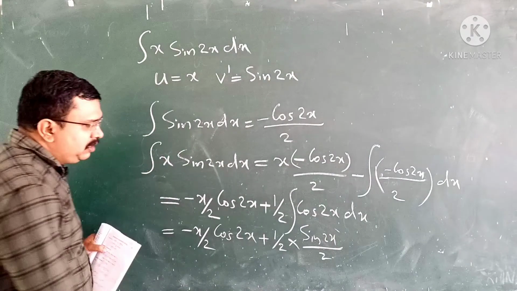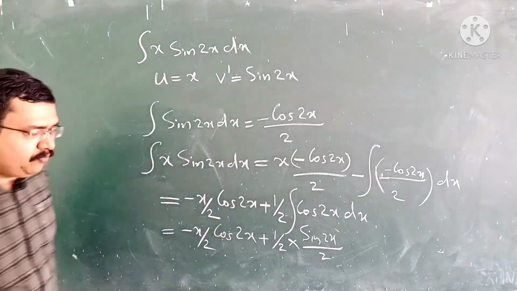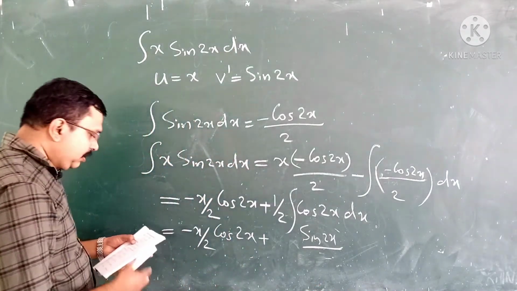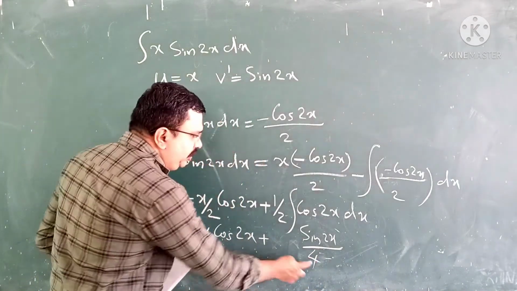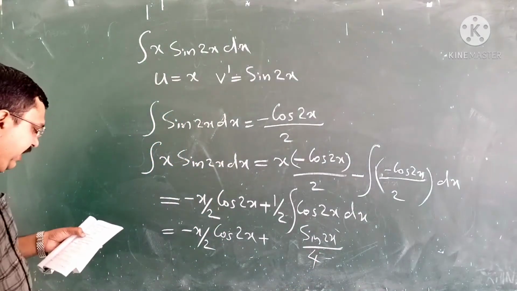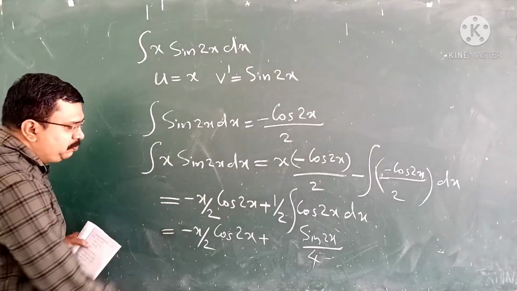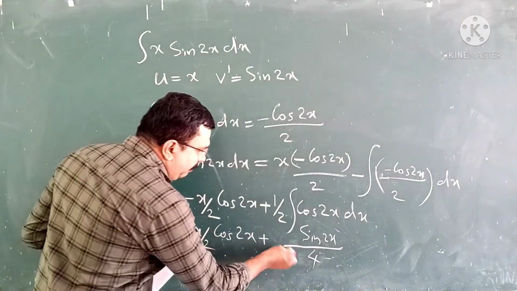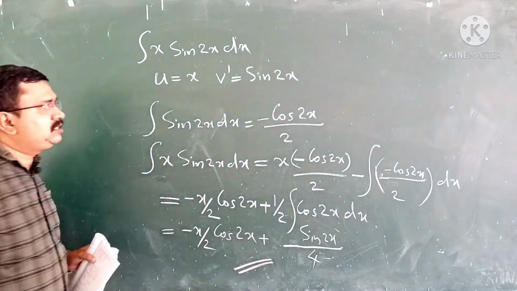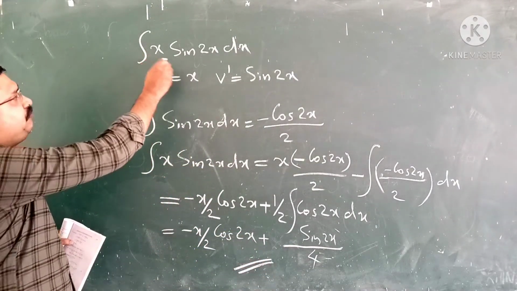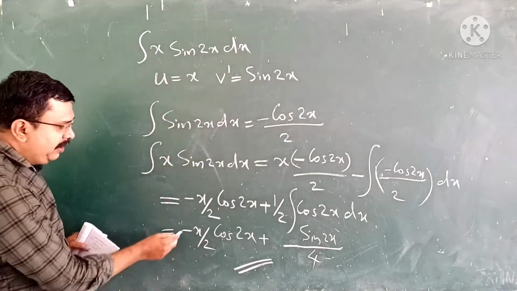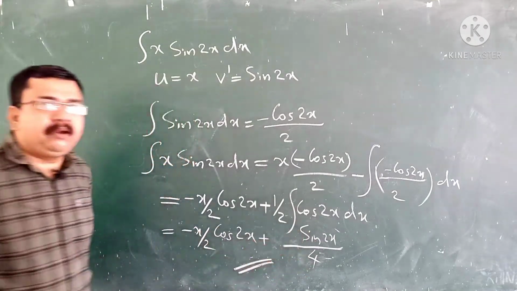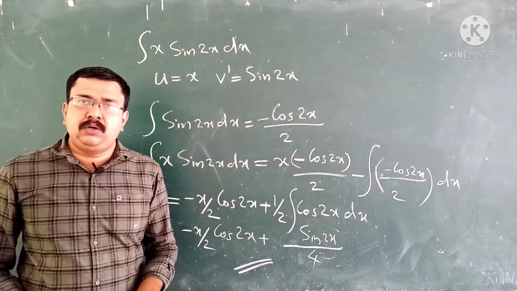Okay, that is 1 by 2 into 1 by 2. This term will become sin 2x divided by 4. 2 into 2 is 4. Therefore, our final answer is minus x by 2 cos 2x plus sin 2x divided by 4. This is our final answer. Therefore, integral of x sin 2x is equal to minus x by 2 cos 2x plus sin 2x divided by 4. Please write down on your notebook.